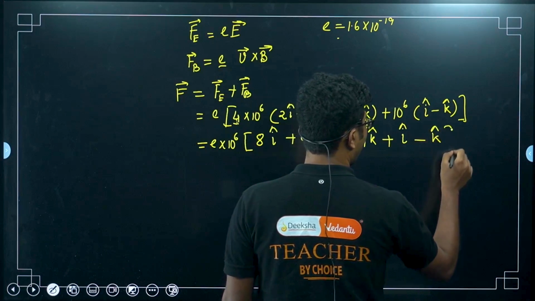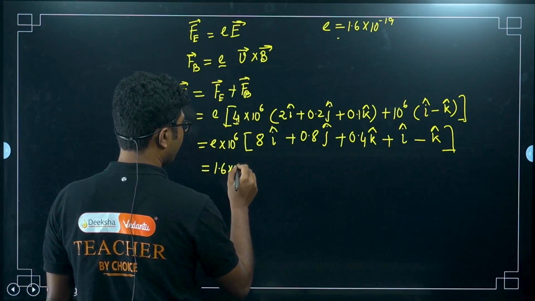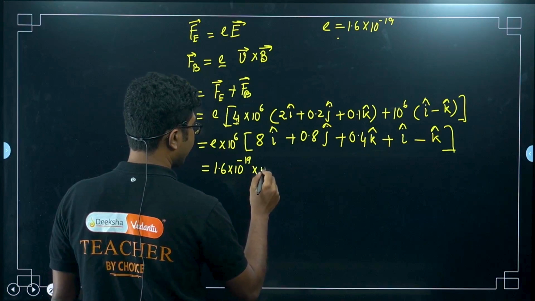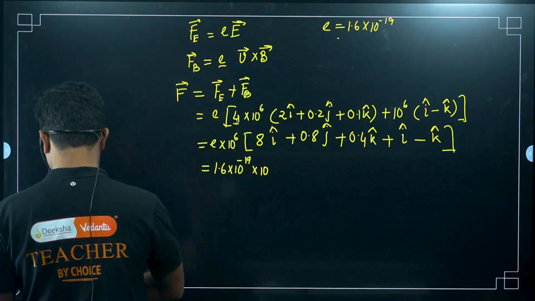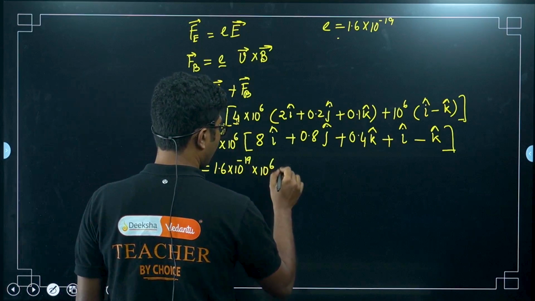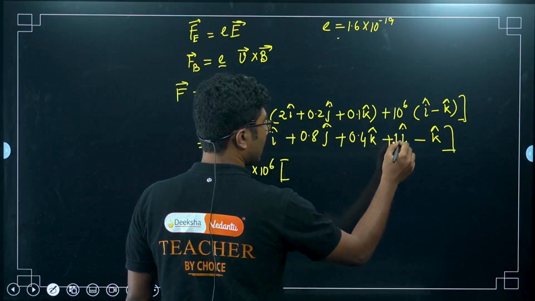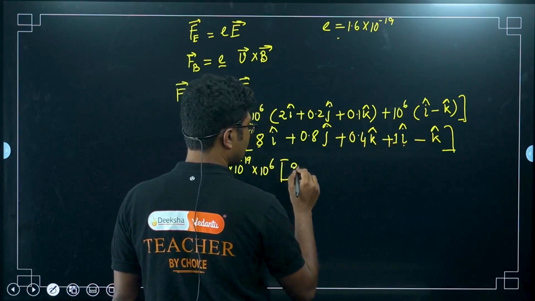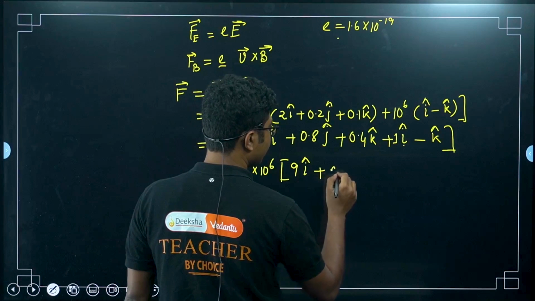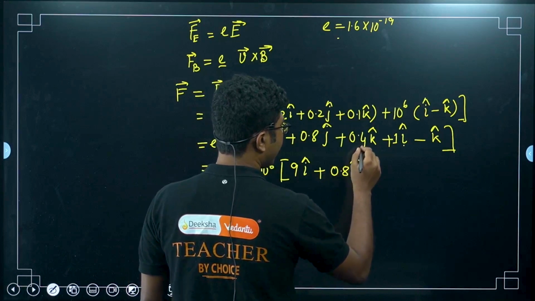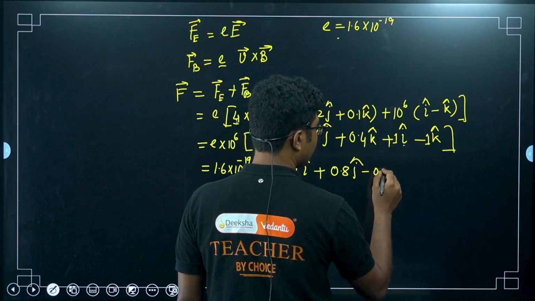Okay. Now, rewrite the values. 1.6 times 10 to the power of minus 19. Now let us put the values here. 10 to the power of plus 6. 8 plus 1, here it is 1, right? Nothing is there means 1. 8 plus 1 is 9. 9 I cap plus, there is no 1 here, only 0.8 J cap. 0.4 minus 1, here also 1, so 0.4 minus 1 means minus 0.6 K cap.